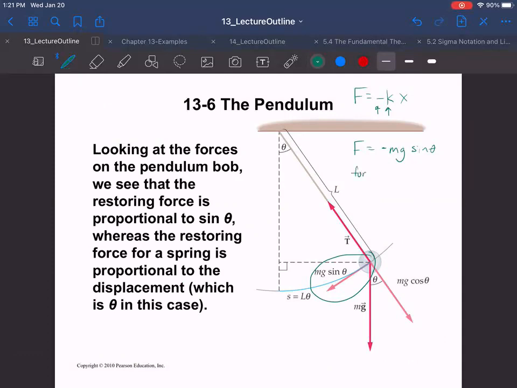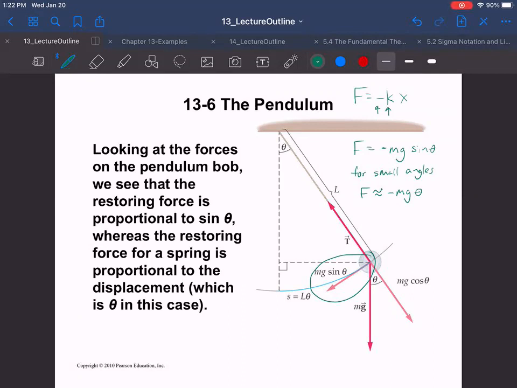So for small angles, this is our simple pendulum, which is just a small pendulum bob, negligible mass, and a small angle. Those are the 3 things we need, a small angle. So for small angles, our force is approximately equal to negative mg theta. Now, does that look like Hooke's law? Negative, a constant, and then an angular displacement, right?